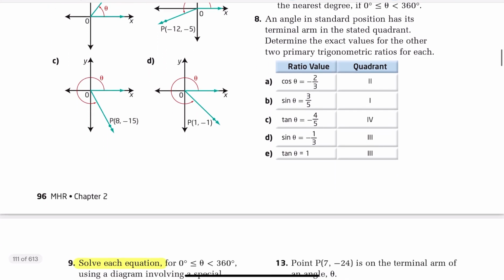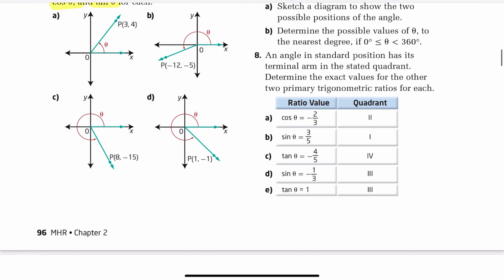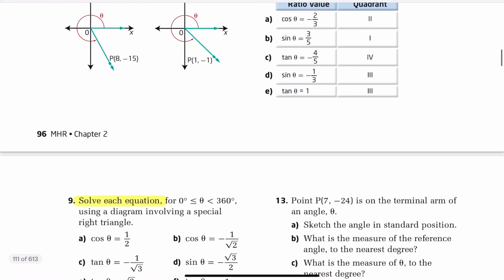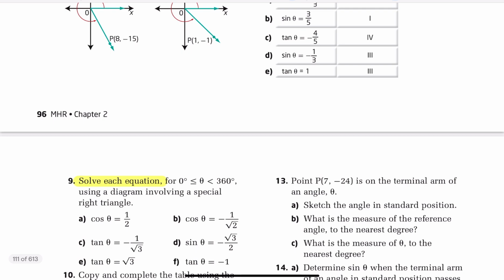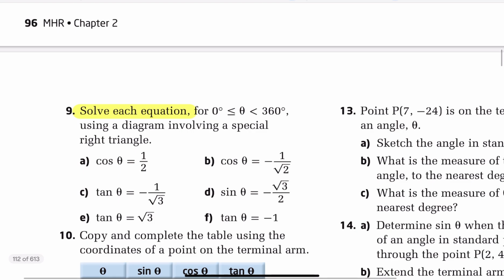Okay, so solve. Yeah, this is like number 9. Number 9 is very, very important. Let us actually do this number 9 because so many questions are like this. Solve each equation. For this one, we have cos equal to 1/2.